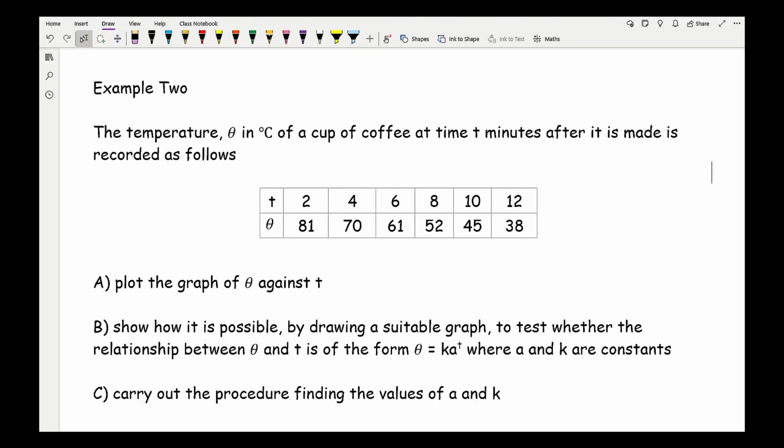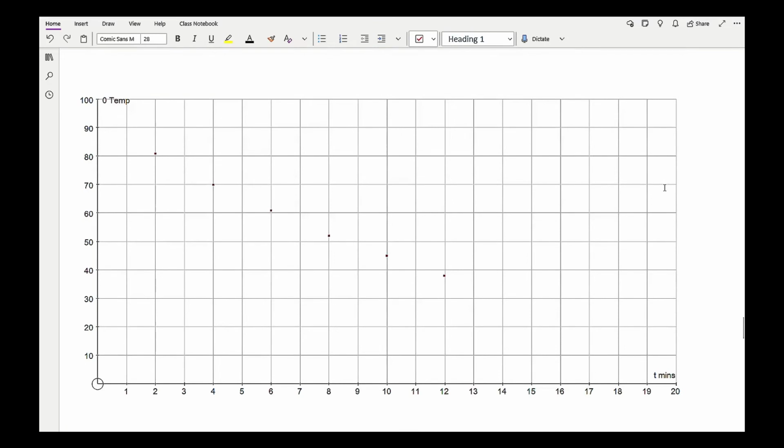So very, very similar to our first example. However, it's worded a little bit differently, and the steps in which we process this are going to be a little bit different. So let's have a go at answering this question. So plotting the data and choosing an appropriate axis, I've got t minutes going along the x-axis and I've got the temperature going along the y-axis. And there I've plotted the 6 points I've been given from the table.